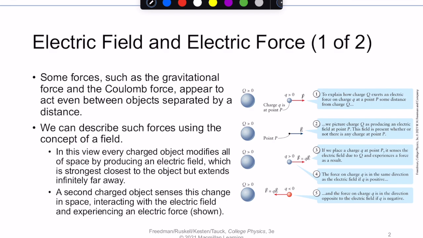But what's really cool is in electromagnetism, and even in gravitational force, right? You can exert a force on something else at a distance, kind of like a magic trick, right? Kind of like telekinesis, right? You can exert forces on other objects just by being near it and not having to touch it. So we can describe forces that occur at a distance through a concept of field.